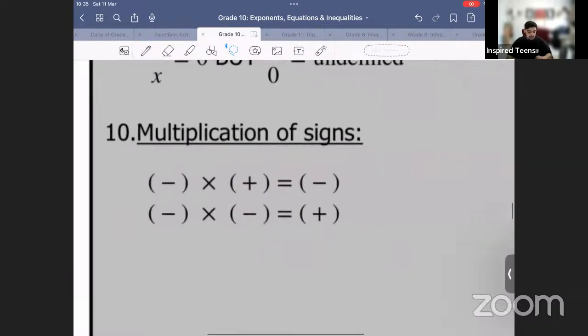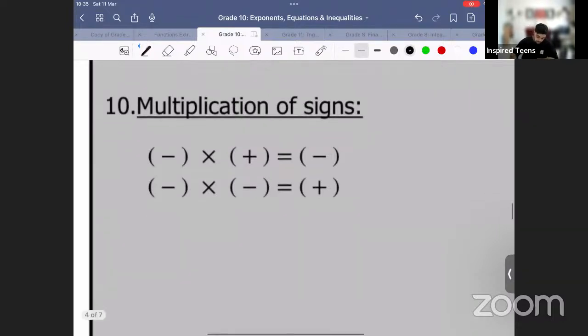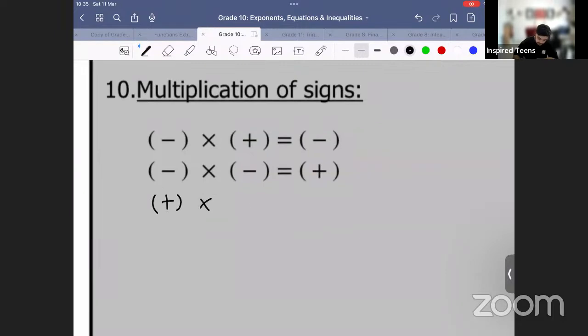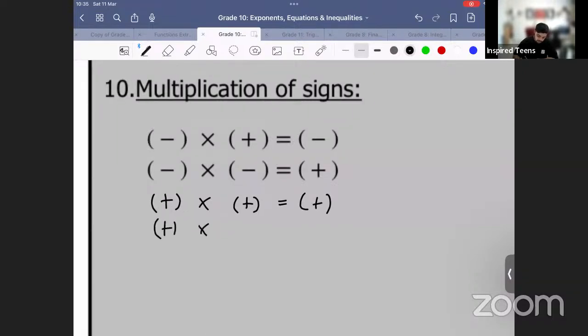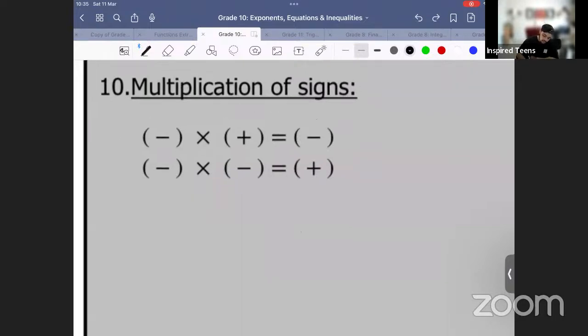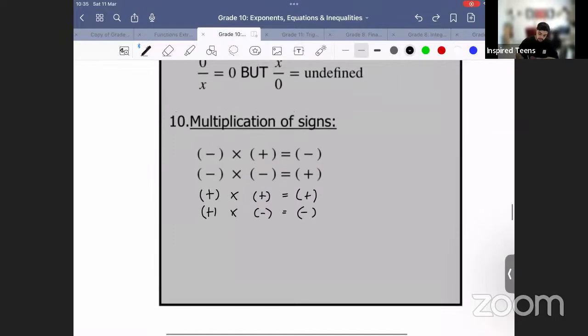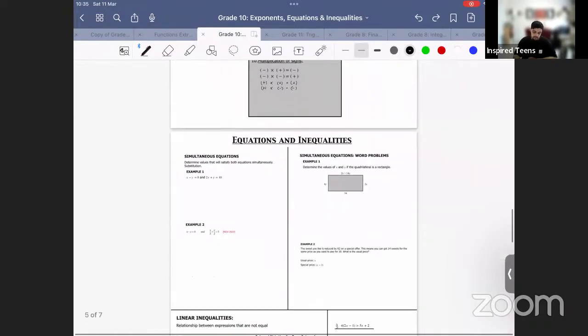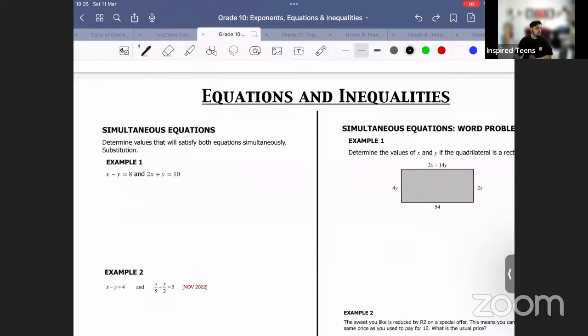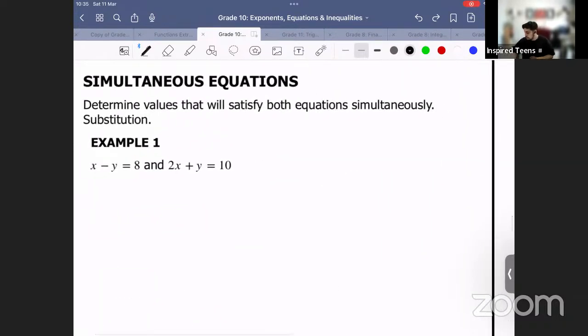Okay, multiplication of signs. This is, of course, very important, right? Negative times a positive is a negative. I didn't give all four. Let's start off with positive times a positive. This is a positive. I'm going to do positive times negative. It doesn't really matter. We're still going to get a negative. So negative times positive is a negative. When you do negative times negative, you get a positive. Okay, so multiplication of signs, very important to understand. Let's talk about equations and inequalities. The first thing we're going to discuss is simultaneous equations.